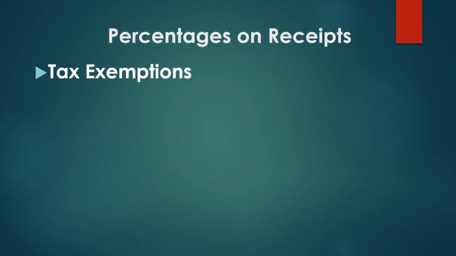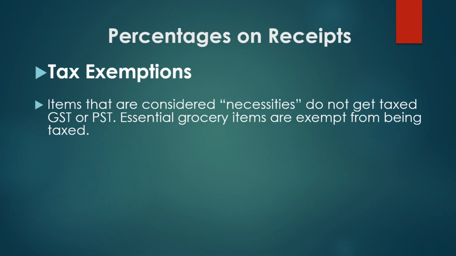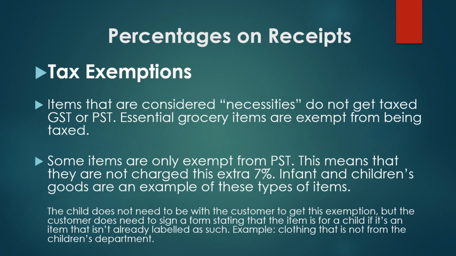A little more about taxes. Sometimes there are tax exemptions too. Items that are considered necessities don't get taxed GST or PST. Essential grocery items are exempt from being taxed. There are also some items that are just exempt from PST, so they get charged GST but save on the 7% PST charge. Infant and children's goods are an example of these types of items.